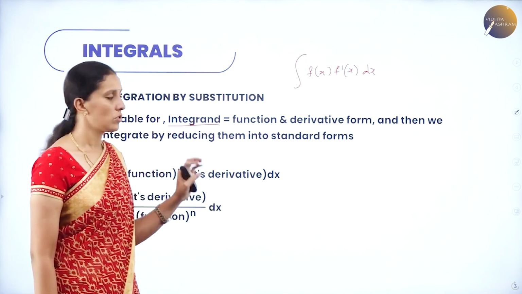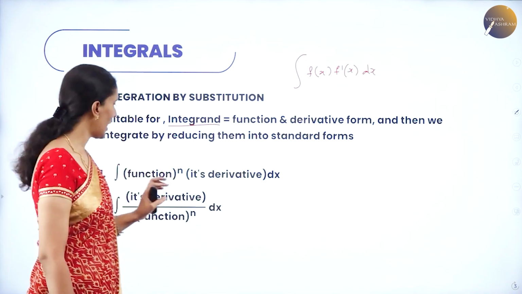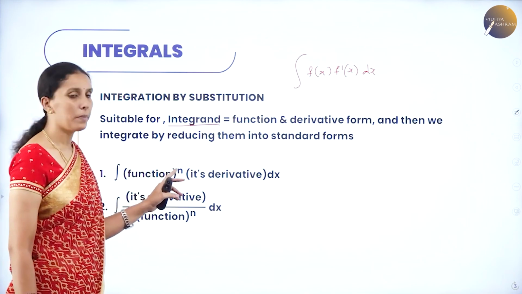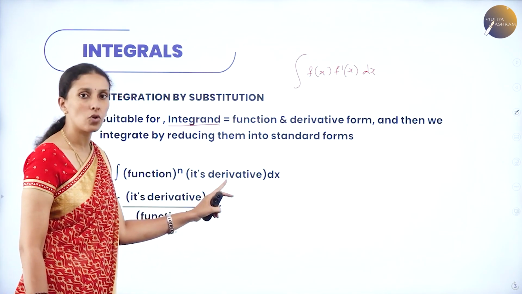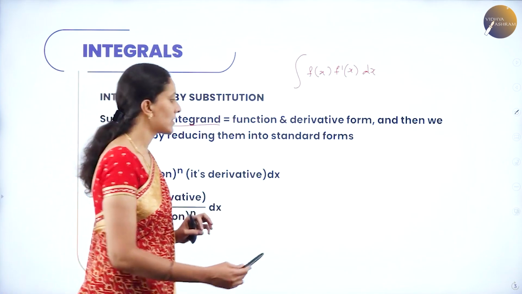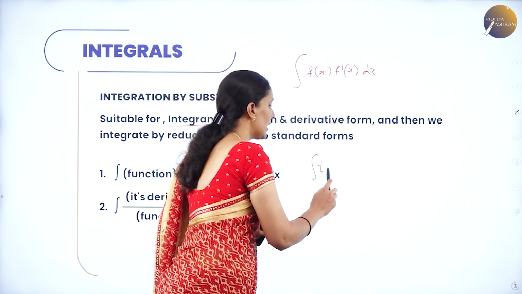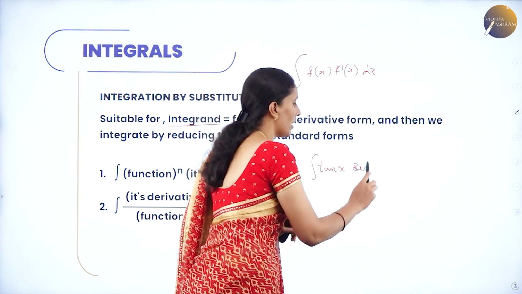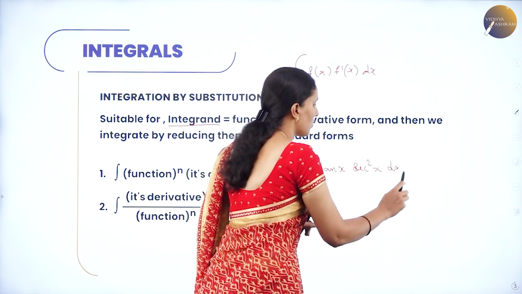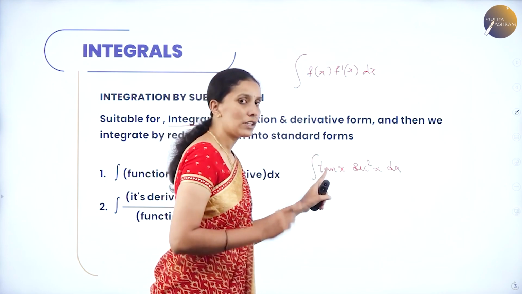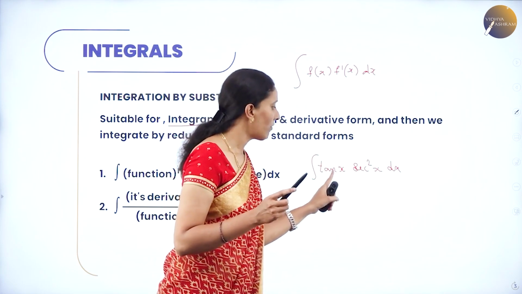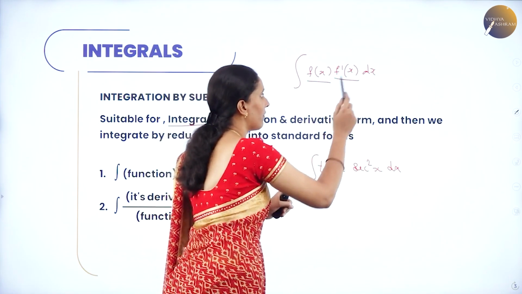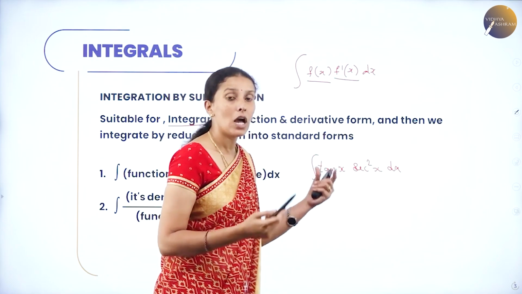So what are the types of this function and derivative forms we can see here? This is the function where it can exist. A function can be repeated n times and its derivative is also given, that is dx. For example, I can take the integration of tan x secant square x dx. So clearly you can see tan x, if you take it as f of x, then f dash of x is secant square x. So clearly f of x is tan x and f dash of x is secant square x. Then how to find out?